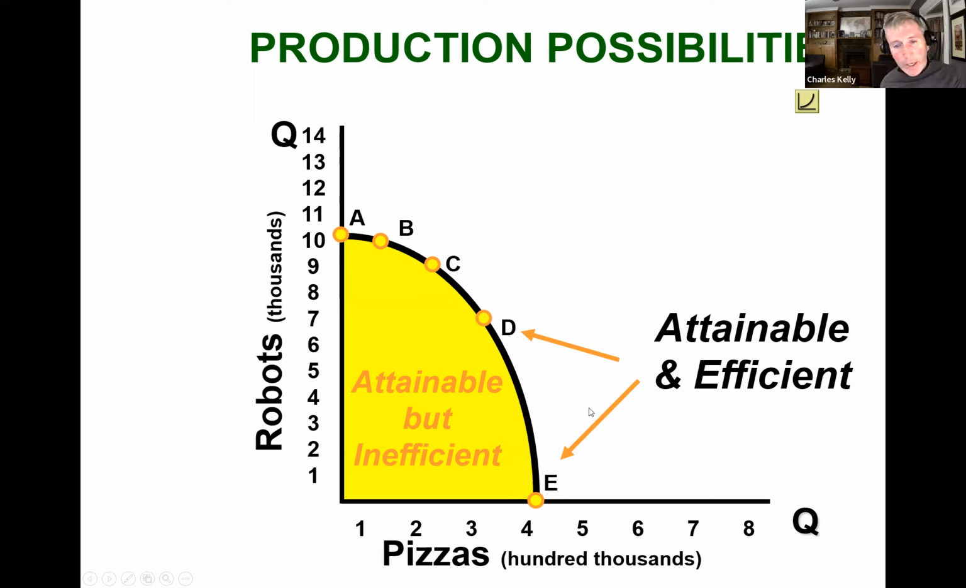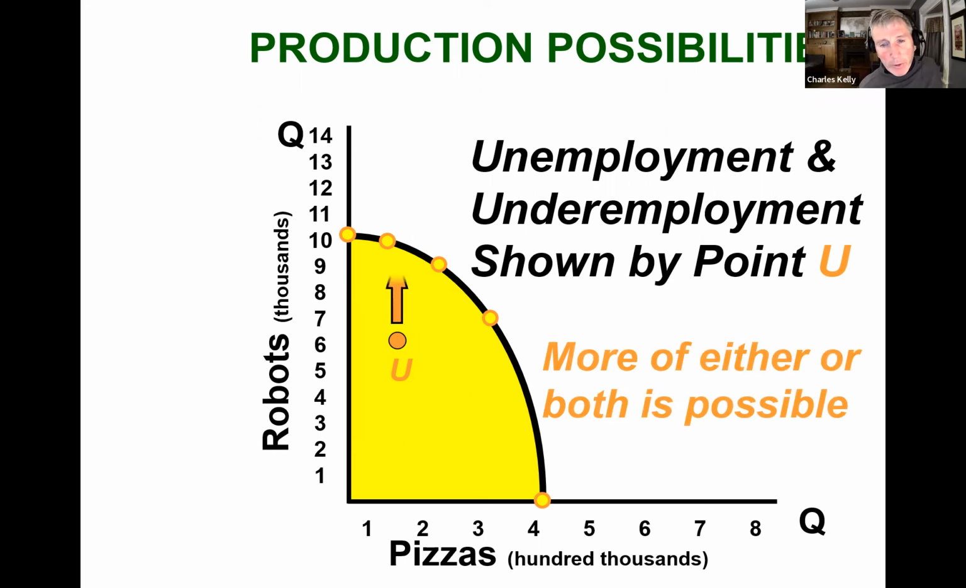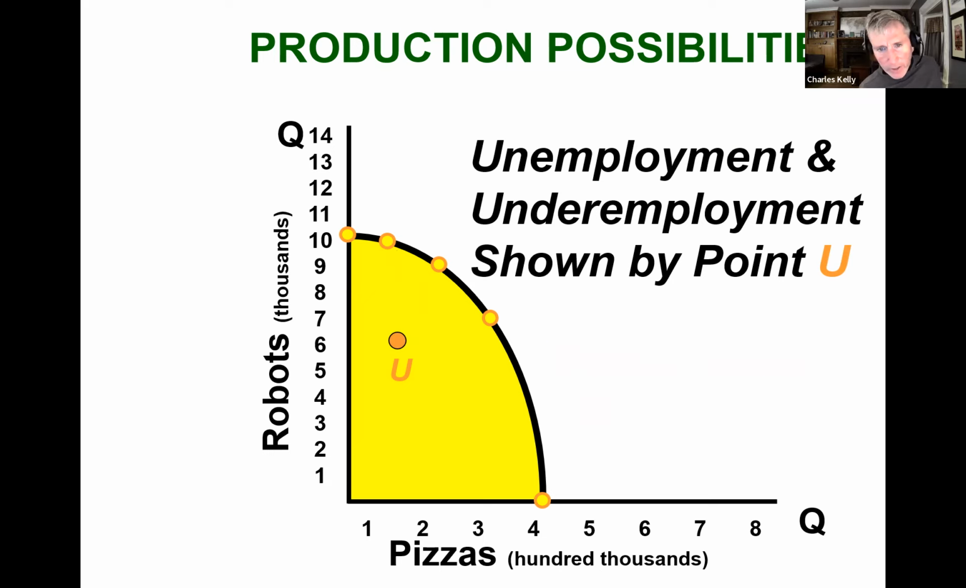So anywhere in here means we're not using all of our available resources. We're not achieving full employment. So any point inside the curve is what we call attainable but inefficient. We're not using all of society's resources. We could be doing better. We could be producing more robots, more pizzas, or more of both of them, right?